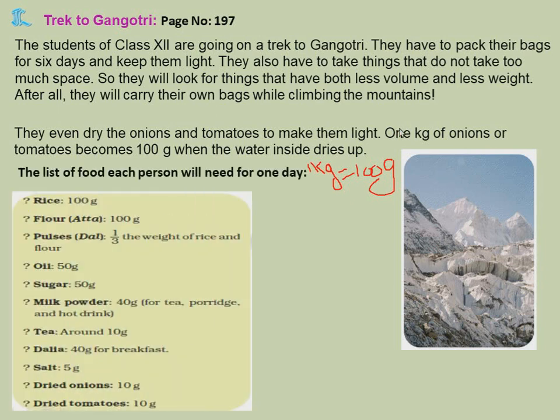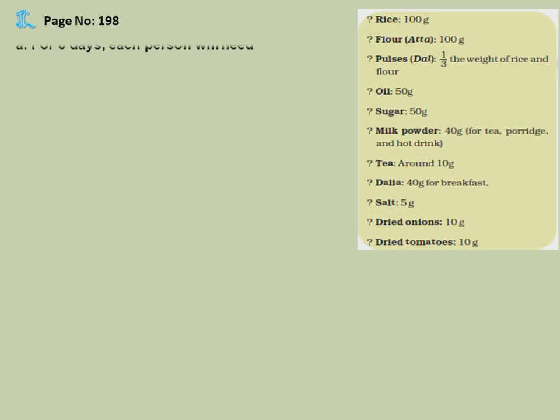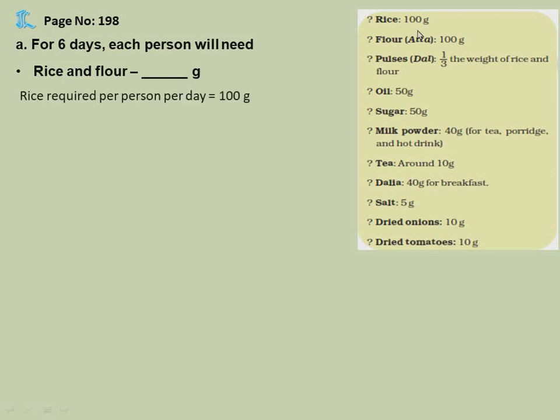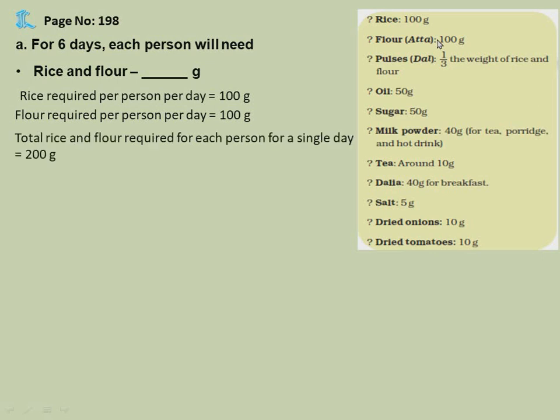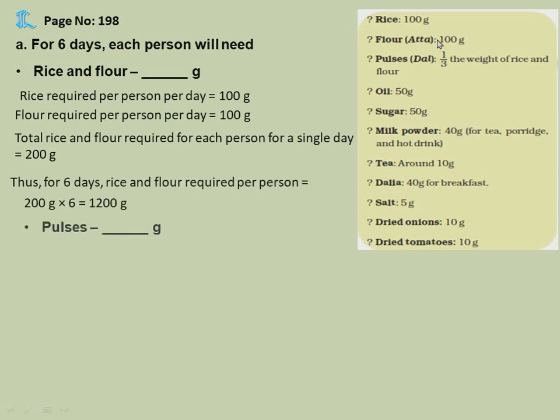The list of food each person will need for 1 day is given. Now let's see the questions. For 6 days each person will need. So now this is for 1 day. Yes or no? For 1 day. Now we have to calculate for 6 days. Rice and flour. Okay. Now rice required per person per day is 100. Similarly, flour required is 100. So total rice and flour required for each person in a single day is 200. So for 1 day, rice and flour is 200 grams. So for 6 days what will you do, children? 200 into 6, that is 1200 grams. Now pulses. Pulses is 1/3 the weight of the rice and the flour.